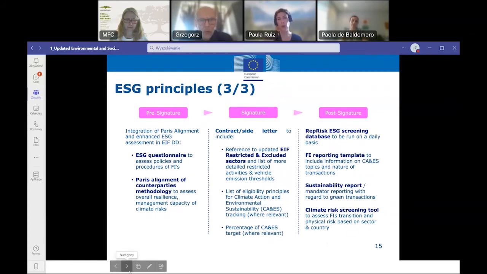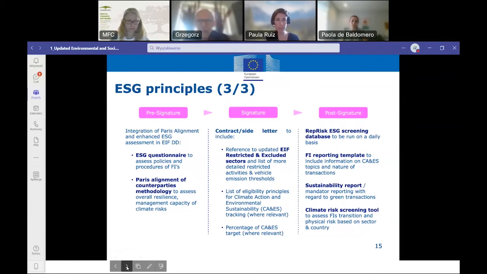And of course, through our reporting and our sustainability reporting in general, we include information for our mandators and internally for EIF purposes with regards to green transactions and other elements. And finally, we have this climate risk screening tool that enables us to understand the climate exposure of the EIF in terms of transition and physical risk.